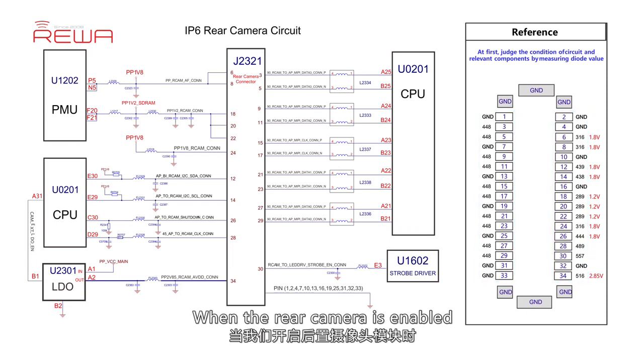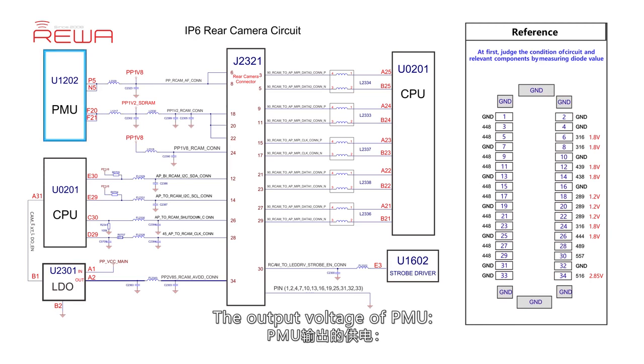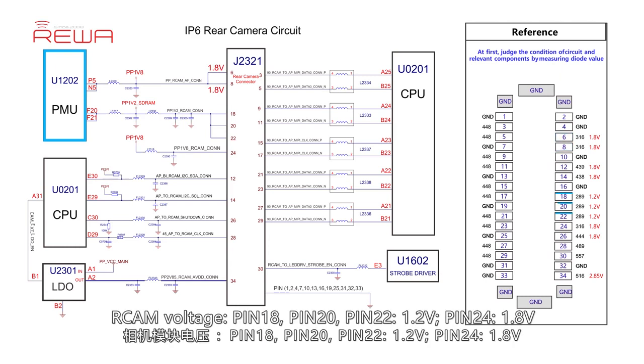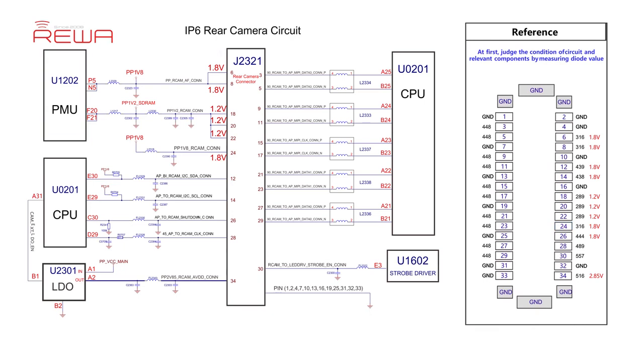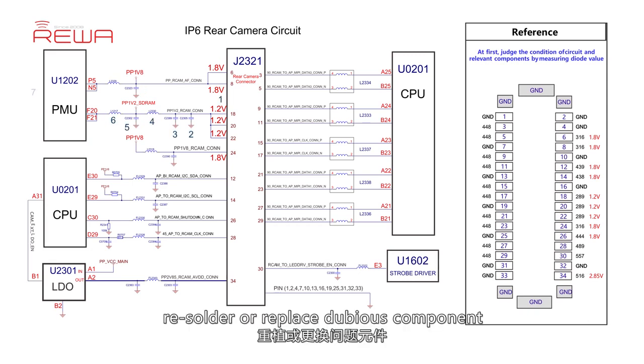When the rear camera is enabled, the following voltage conditions shall be measured. The output voltage of PMU: automatic focusing voltage, pin 6, pin 8, 1.8 volts. RCAM voltage: pin 18, pin 20, pin 22, 1.2 volts, pin 24, 1.8 volts. Check the relevant pins connected with PMU, resolder or replace the dubious component.